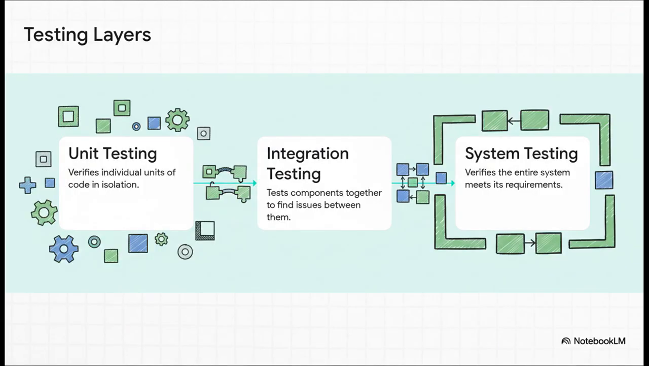And of course, this isn't just one big monolithic test. It's actually built in layers. It all starts small with unit testing. That's where you check tiny, individual pieces of code all by themselves. Then you move up to integration testing, where you start to see if all those little pieces play nicely together. And finally, you have system testing, which looks at the whole application, the whole shebang, to make sure it delivers on its promises. Each layer just builds on the one before it.